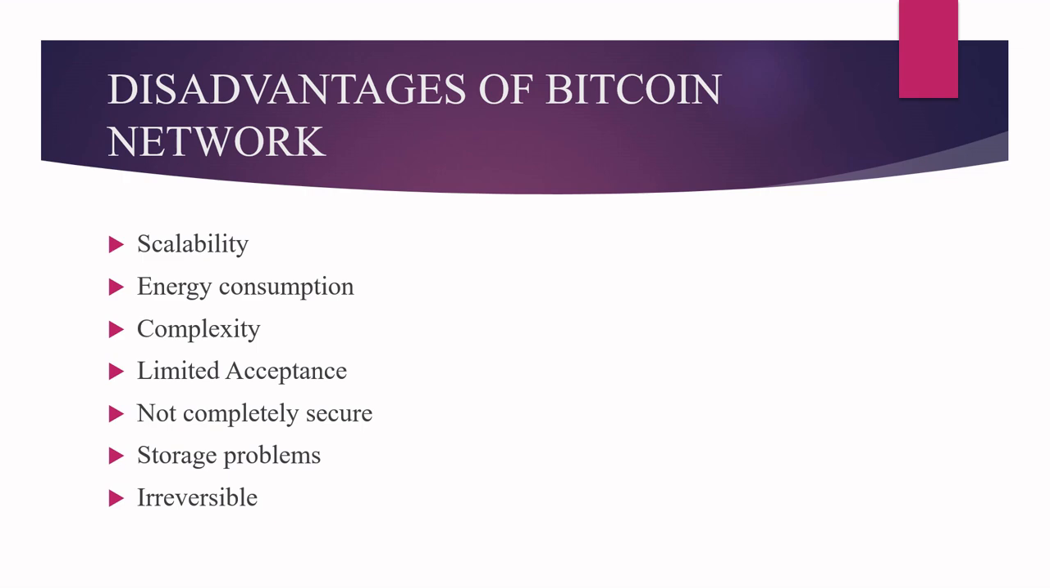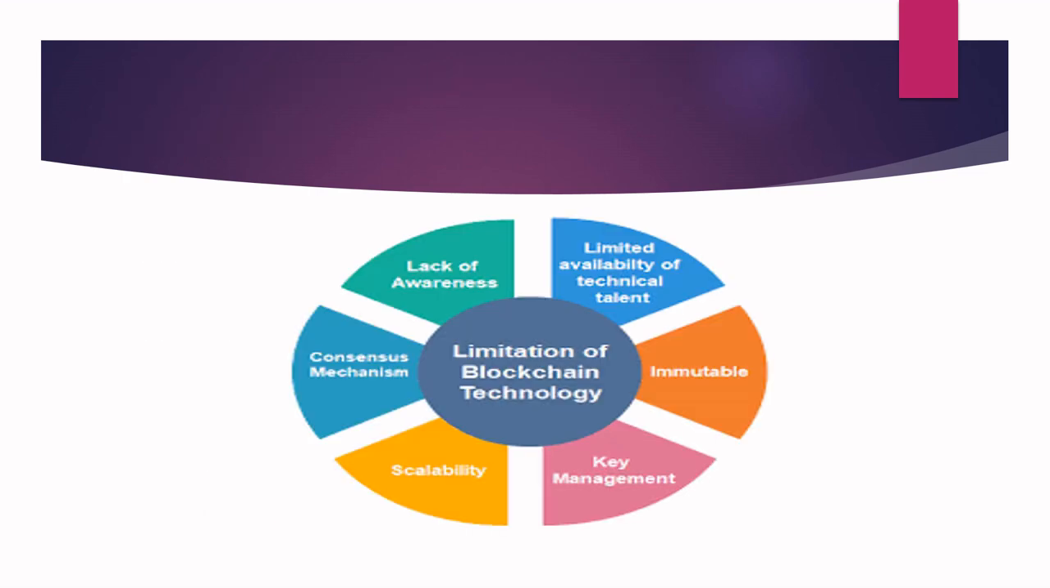While Bitcoin's blockchain technology is secure, the network is not completely secure. Sixth one, storage problems. Storing Bitcoin securely can be challenging, especially for large amounts. Seventh one, irreversible transactions. Bitcoin transactions are irreversible, which means that once a transaction is made, it cannot be undone. There are many limitations of blockchain technology. They are lack of awareness, scalability, key management, limited availability of technical talent, and immutability.